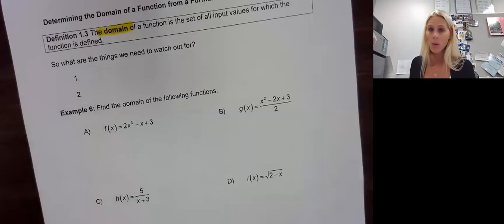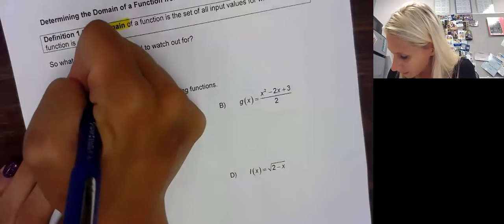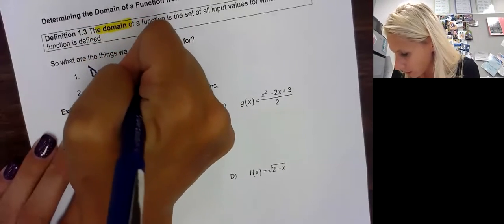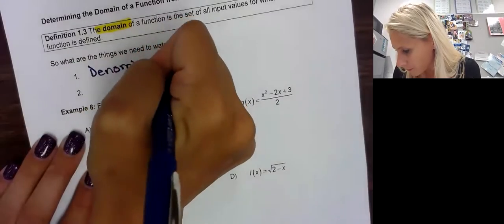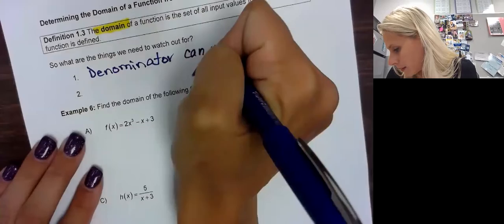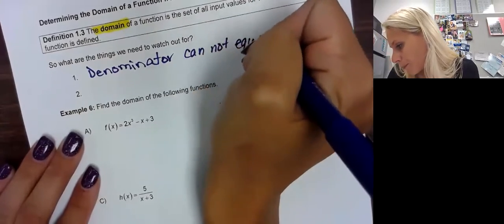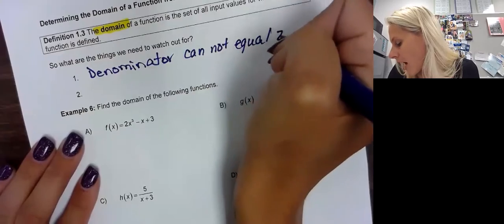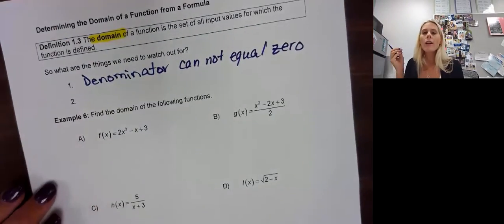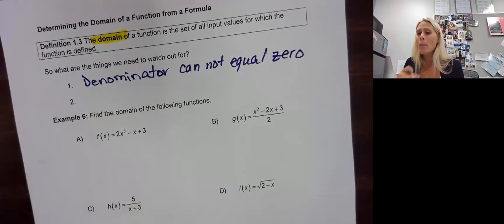So two things that we watch out for. Our denominator cannot equal 0, right? Because we can never divide something into nothing. So whatever x makes the denominator 0 is not part of our domain.